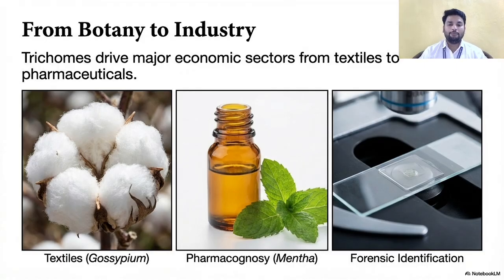Then some plant species have a unique chemical composition present in the trichomes. For example, Mentha has a unique composition, so we can use it in drug discovery, drug formulation under the branch of pharmacognosy. Then forensic identification, which type of plants are present in a particular criminal scene. So we can also identify the different types of trichomes and relate them to particular incidents.